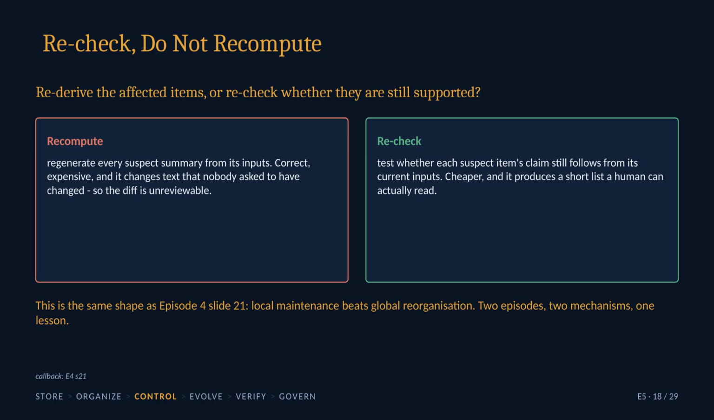And when the cascade has marked something suspect, there are two things you can do, which people tend to conflate. You can recompute, regenerate every suspect summary from its inputs. That is correct and expensive, and it has a subtler cost. It changes text nobody asked to have changed, so the resulting diff is unreviewable. Or you can recheck, test whether each suspect item's claim still follows from its current inputs. That is cheaper, and it produces a short list a human can actually read. This is the same shape as episode 4, slide 21: local maintenance beats global reorganization. 2 episodes, 2 mechanisms, 1 lesson. An unreviewable diff is not a safe change, however correct the computation behind it was.